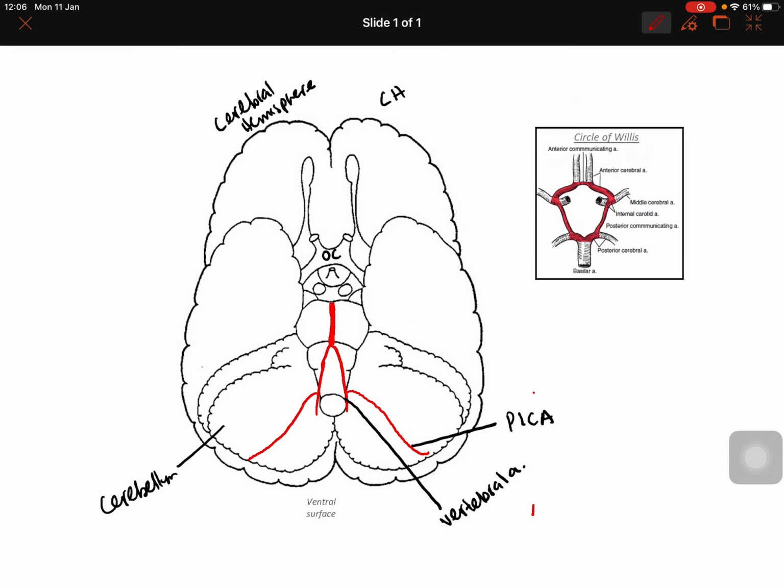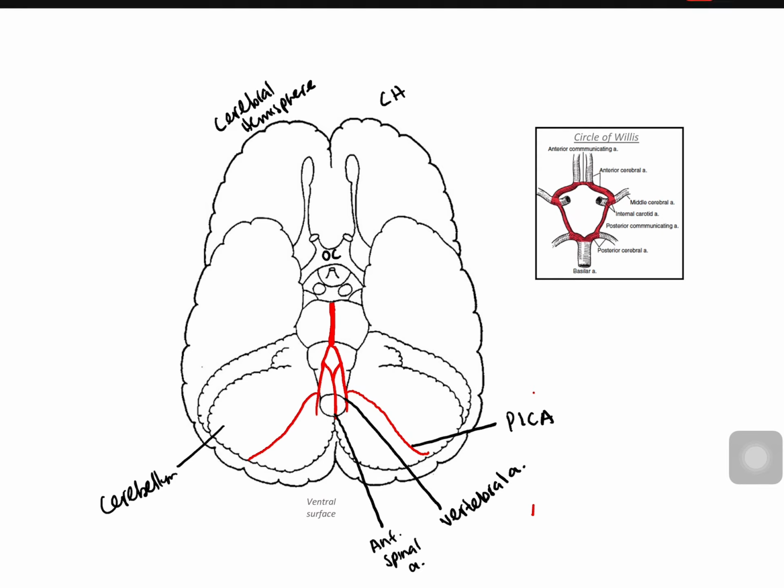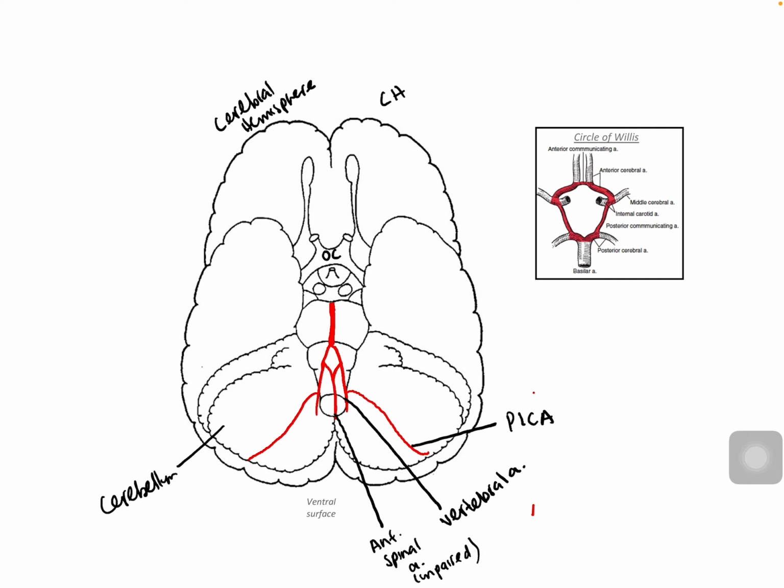We can also draw, coming from the vertebral arteries, the single anterior spinal artery. This artery is formed by a contribution of each vertebral artery, and it then descends throughout the whole length of the spinal cord to supply its anterior aspect. So we have the anterior spinal artery, unpaired. Let's put that here so that we are clear.